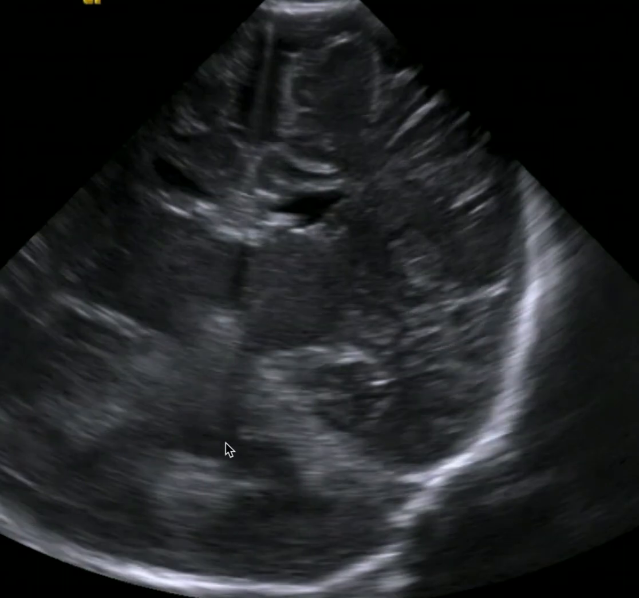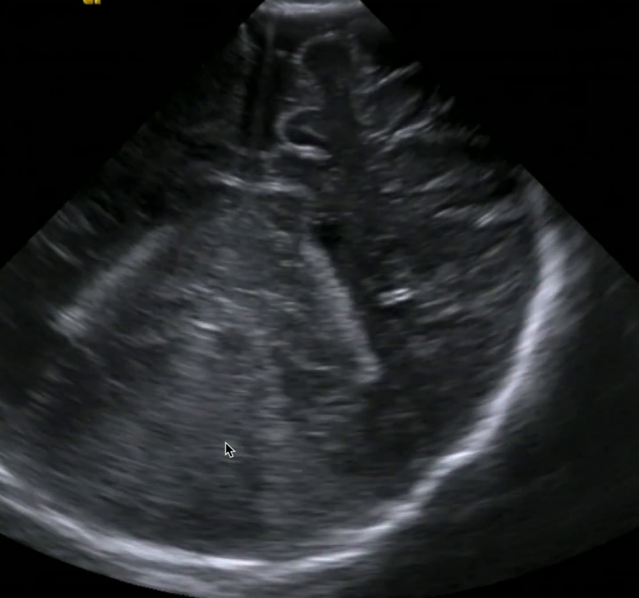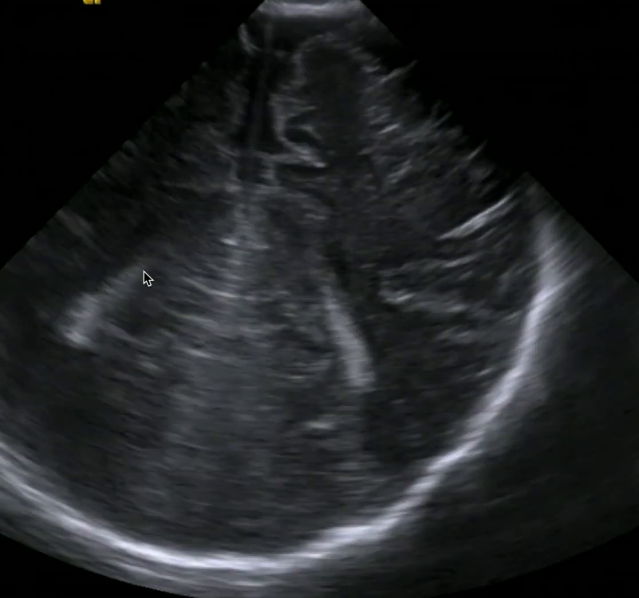As we continue to rock posteriorly, we're going to approach the axial plane, and here we're seeing the tops of our lateral ventricles with the choroid plexus extending posteriorly here and here. We'll now turn our ultrasound probe 90 degrees to view our midline structures in the sagittal plane.